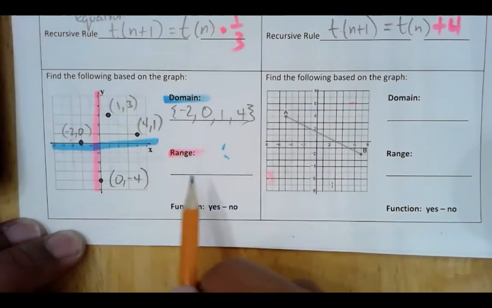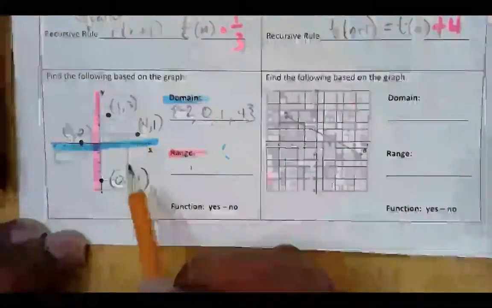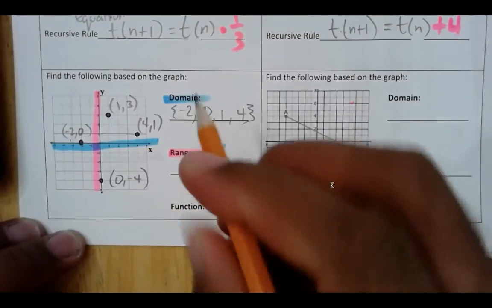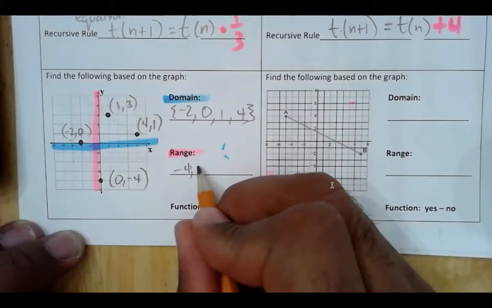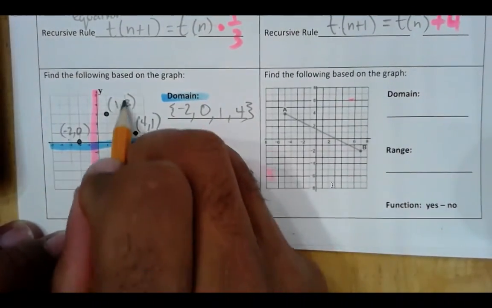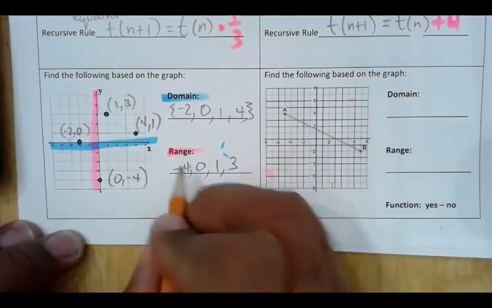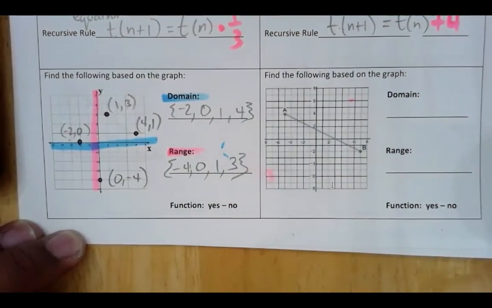Now range is just the y values. I usually list them starting with the lowest value, so right here I'm going to start with negative 4. Then the next one up would be 0, then 1, and then the last one would be 3. And again, I close that with these little squiggly brackets, what we call braces.